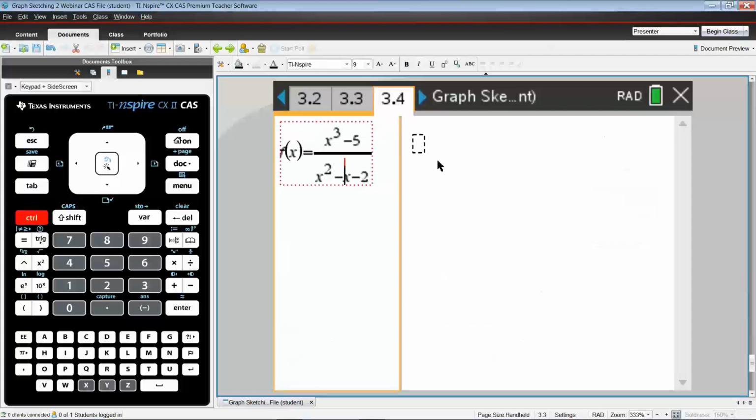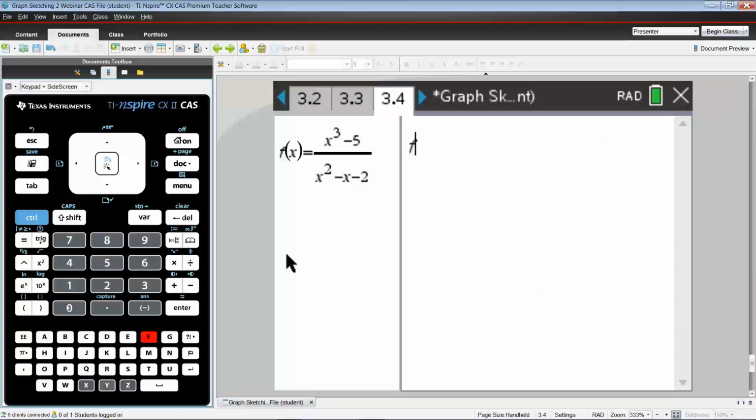Okay, so first things first, let's try and define this. So f, open bracket x, close bracket, control define. Now let's get our fraction, x cubed, tab, minus 5, tab, x squared minus x minus 2. Okay, so I've got that as it is.